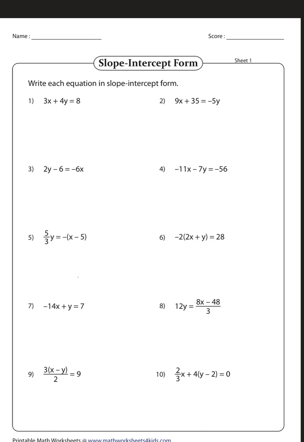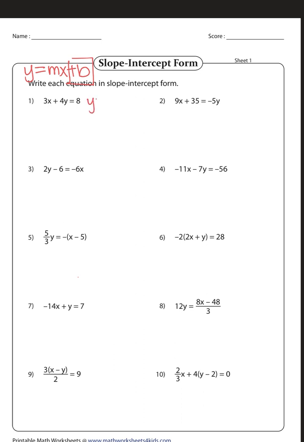Okay, so the first problem we have is 3x plus 4y equals 8. In order to put this into slope-intercept form, we must know what slope-intercept form is. Slope-intercept form is written as y is equal to mx plus b. So we have to make sure that y is on one side and x is on the other side, and it allows us to have some type of constant on this side. So let's move on to the first problem.